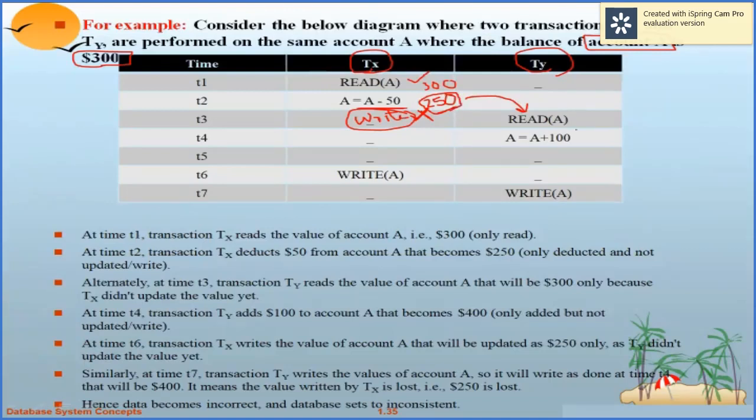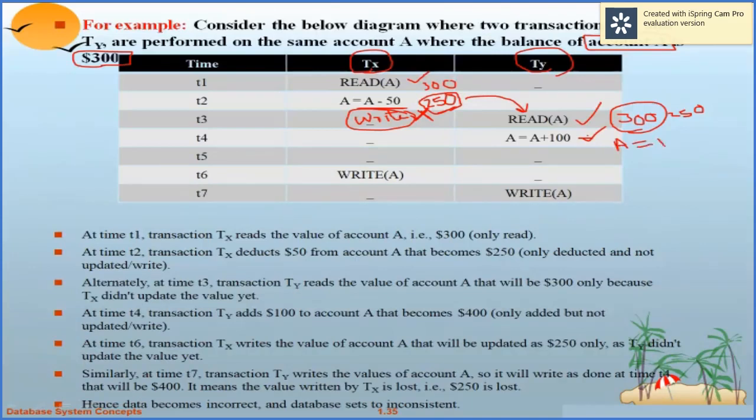In that case, the read operation in my transaction TY is going to read again 300 rupees. It's not going to read 250. It's going to read 300 because 250 is not being committed by a write statement. So once this 300 is again read, there's one more transaction happening. I've added 100 rupees to the same 300, and my account A here is holding the value of 400.